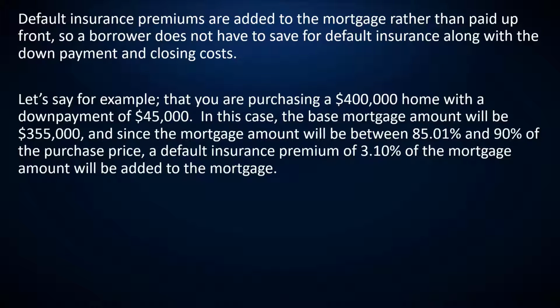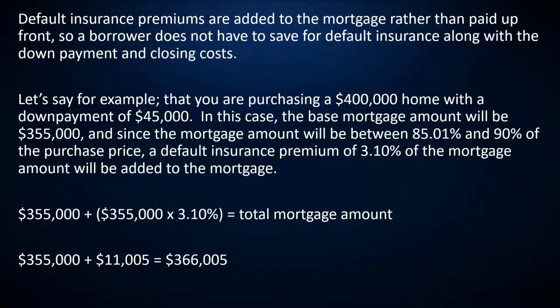Default insurance premiums are added to the mortgage rather than paid up front, so the borrower does not have to save for the default insurance along with the down payment and closing costs. Let's say, for example, that you are purchasing a $400,000 home with a down payment of $45,000. In this case, the base mortgage amount will be $355,000, and since the mortgage amount will be between 85.01 and 90% of the purchase price, a default insurance premium of 3.1% of the mortgage amount will be added to the mortgage. So you can see from the equation below that the default insurance premium would equal $11,005 in this case, giving you a total mortgage amount of $366,005.